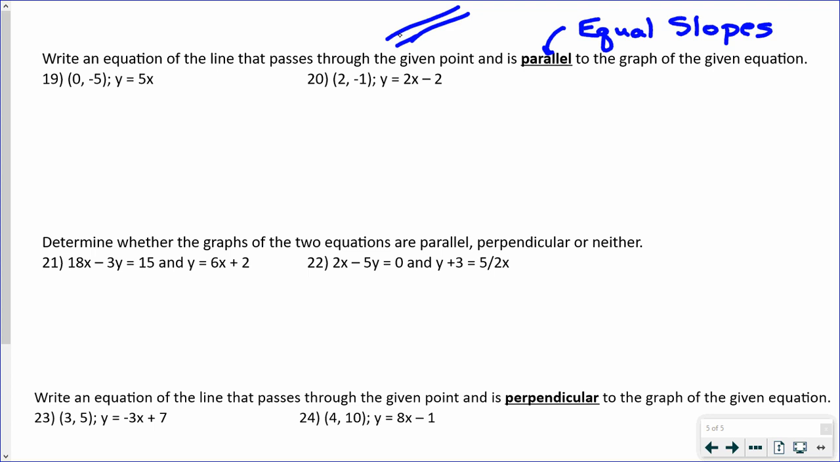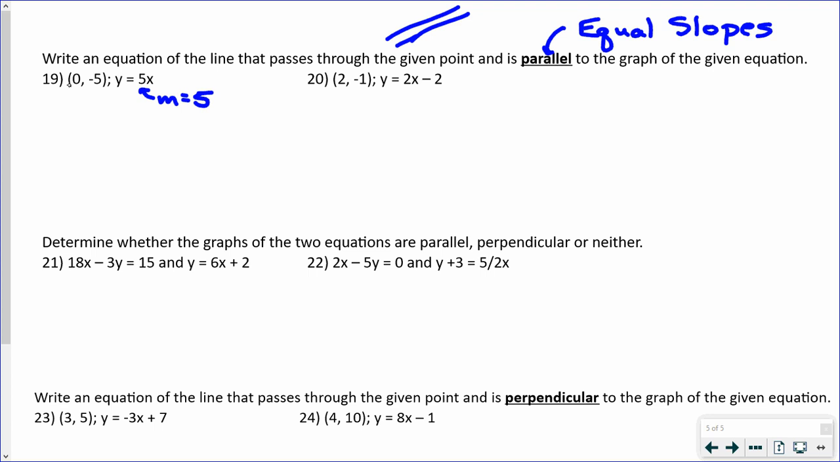All right. So here's an equation of a line. This is actually a direct variation. And they want us to write an equation of a line that passes through this point and is parallel to this. And it doesn't say what form they want it in. So I can leave the answer in whatever form I want. This, you need to recognize, is the slope. So the slope is 5, and it goes through this point.